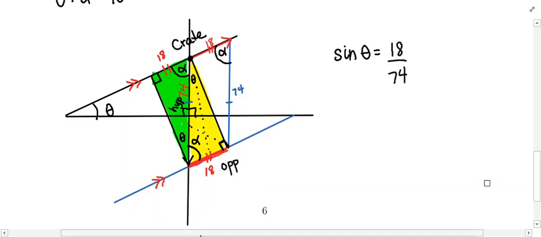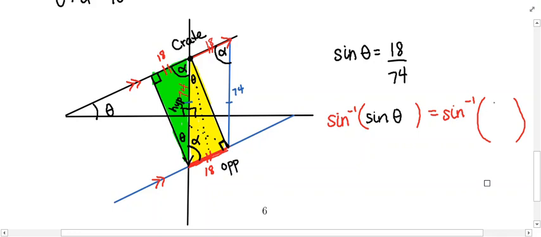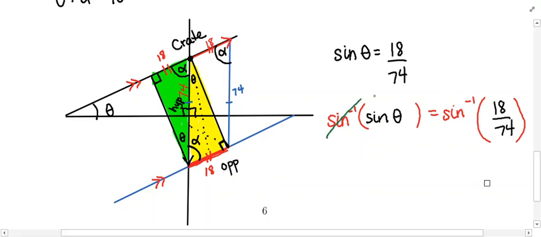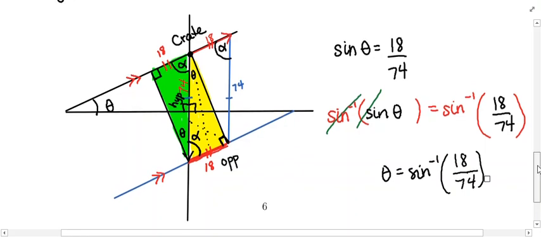I'm going to go to my calculator and type this in. Remember what we need to punch in. Theta is trapped by the sine, so to undo that, we need to take the sine inverse of both sides. I'm just writing this out for your notes. This is going to tell us that the sine inverse of the sine of theta is equal to the sine inverse of 18 over 74. On the left, the sine and the sine inverse cancel, giving you theta. So we just need to go to the calculator and punch in sine inverse of 18 over 74, and that will tell us the incline of the ramp.